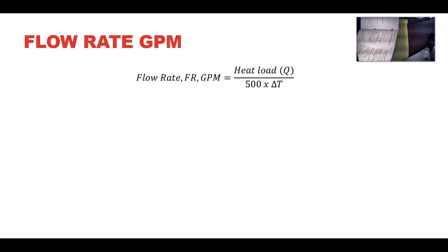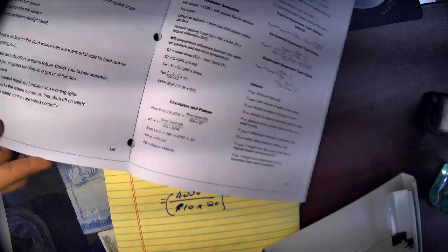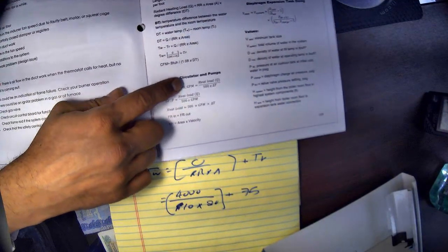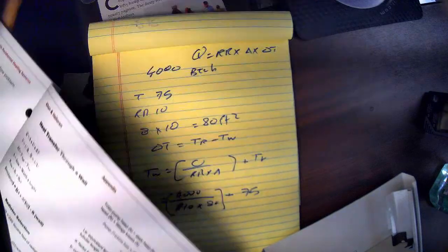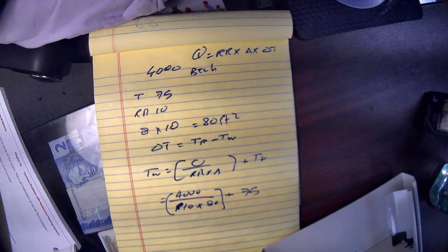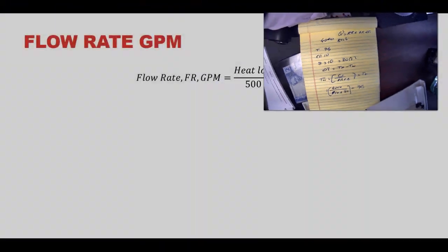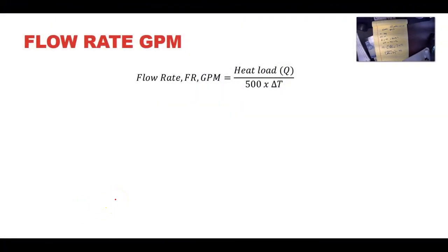in page 159 under circulator and pumps. How do you calculate the GPM? So whenever you go to the warehouse and you want to buy a circulator or a pump, they will ask you for two things: the head and flow rate. The flow rate is flow rate or FR or GPM, gallon per minute. Flow rate is volume over time.